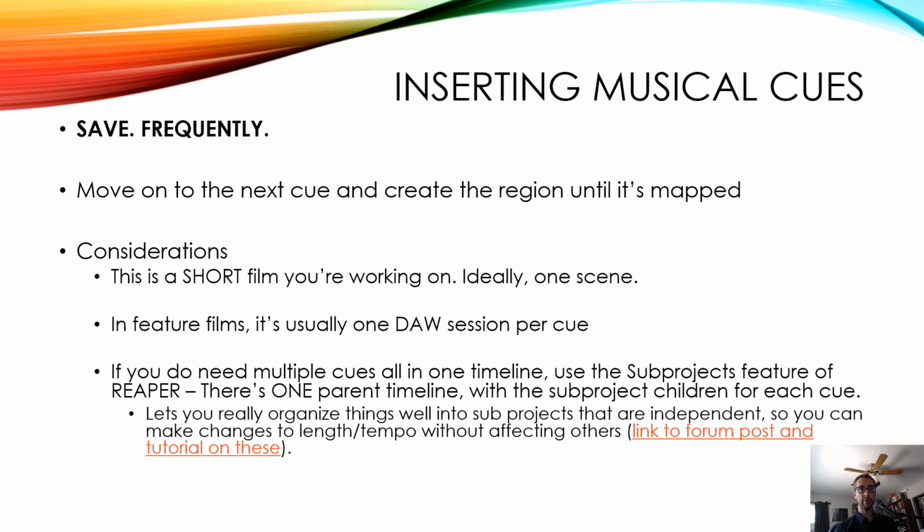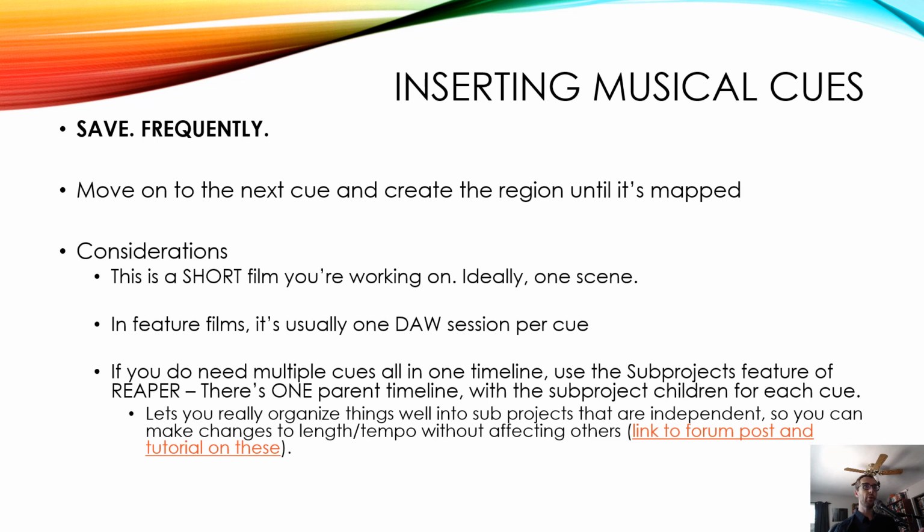So a couple of considerations. This is a short film clip that you're working with. Ideally, it is one complete scene. In that case, you can get away with one DAW session. For feature films, it's typically one DAW session per cue. So if you had multiple cues per scene, you would have multiple DAW sessions, even though it's the same scene.